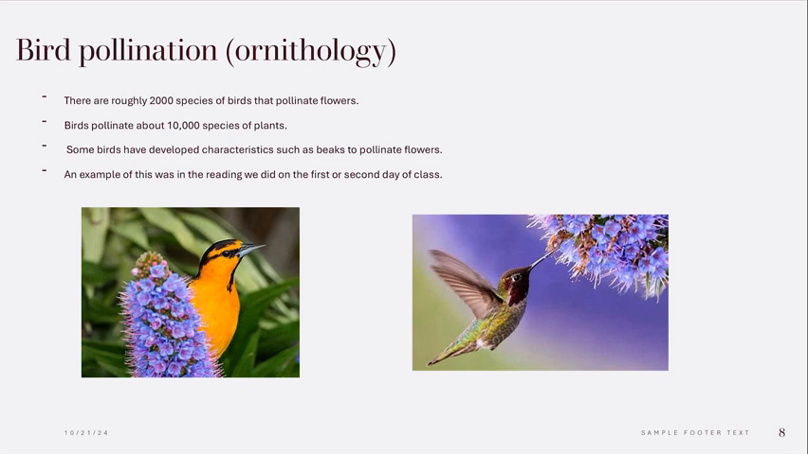Bats also pollinate some fruits. They pollinate about 300 species of fruit. They have developed specialized tongues that help them gather and transport nectar. Their tongues also aid in pollination. Bats are attracted to fruits that have strong, sometimes unpleasant odors.